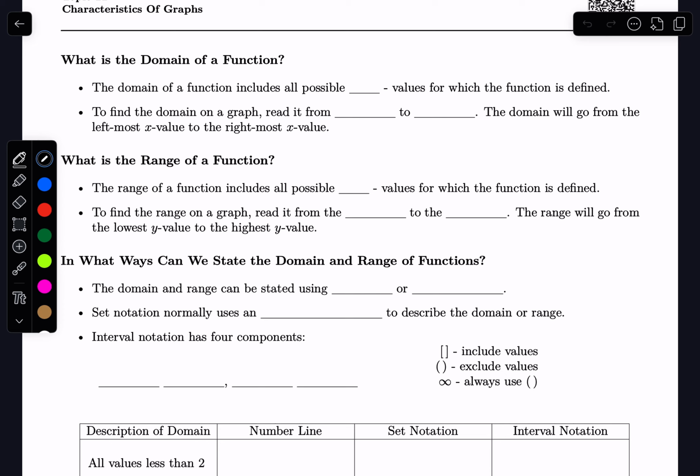Essentially, we're going to be talking about where the graph exists, where it's going, and what it's doing in the middle. So basically, we're just describing how a graph looks and the directions that it goes and what is and is not allowed to be in there.